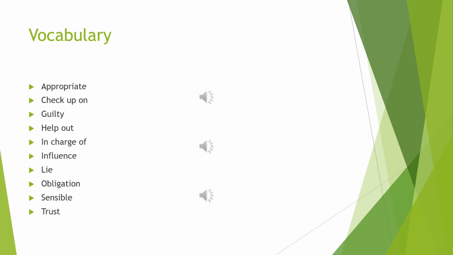Okay, once you've done that, you can complete exercise C with a friend or a family member, a brother or sister, or your parents. Let's move on to page 117.